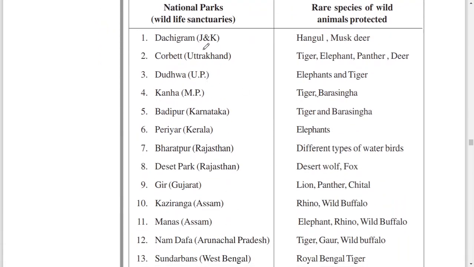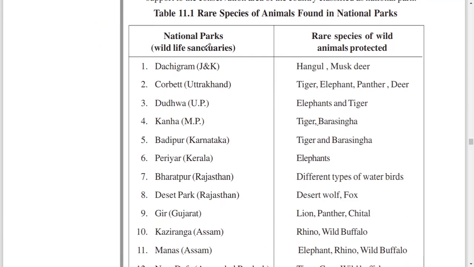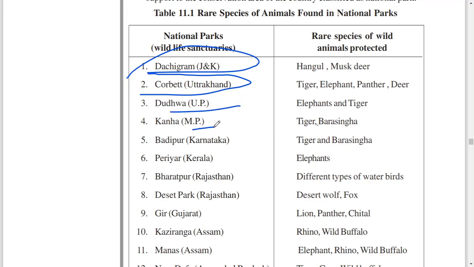These are some wildlife sanctuaries and national parks. Nasigram, situated in Jammu and Kashmir. Corbett, the first national park, was established in 1936. Earlier it was known as Hailey National Park, but now it is known as Ram Ganga National Park. Remember that point. Dudhwa in UP, Kanha in MP, Bandipur.